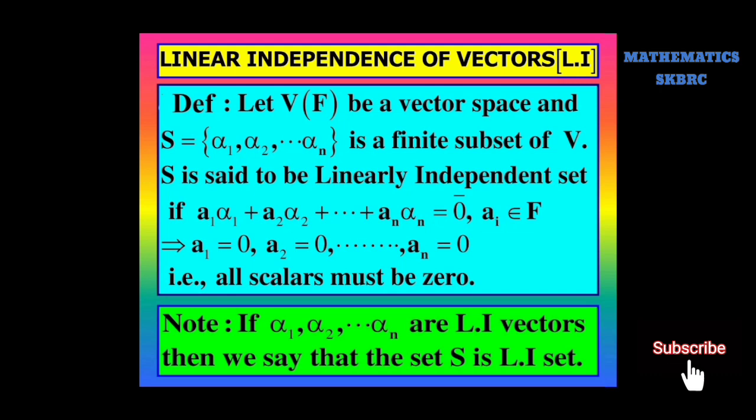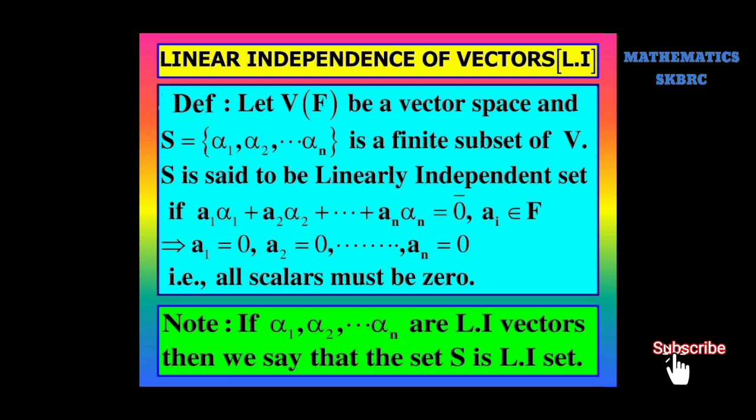Linear independence of vectors: LI vectors. Definition: let V(F) be a vector space where F is a field, and S = {α1, α2, ..., αn} is a finite subset of V. A set S is said to be a linearly independent set if, for the linear combination a1α1 + a2α2 + a3α3 + ... + anαn = 0 bar, where a1, a2, a3, ..., an belong to F are scalars, then a1 = 0, a2 = 0 and so on, an = 0. That is, all scalars must be 0. If at least one scalar is not equal to 0, then we say that the vectors are linearly dependent vectors.